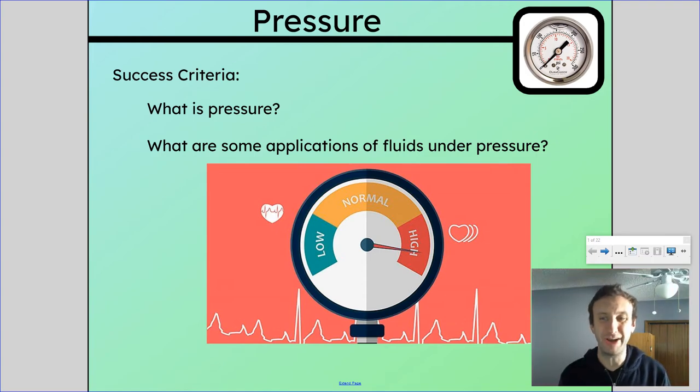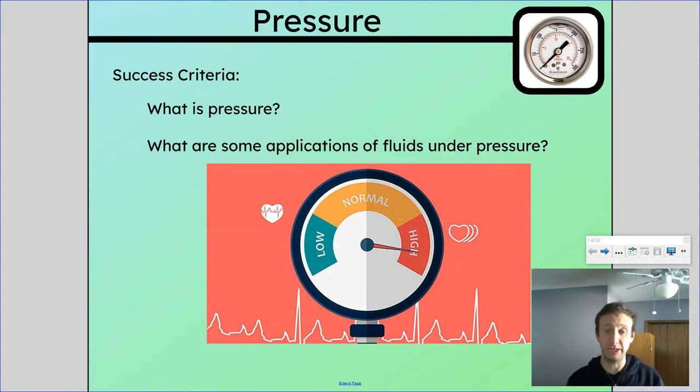Hey, so today we're talking about pressure and fluids under pressure, which is getting close to the end of this unit. The success criteria for this lesson, what I hope you're able to do by the end of it, is tell me what pressure is and what some applications are of fluids that are under pressure.